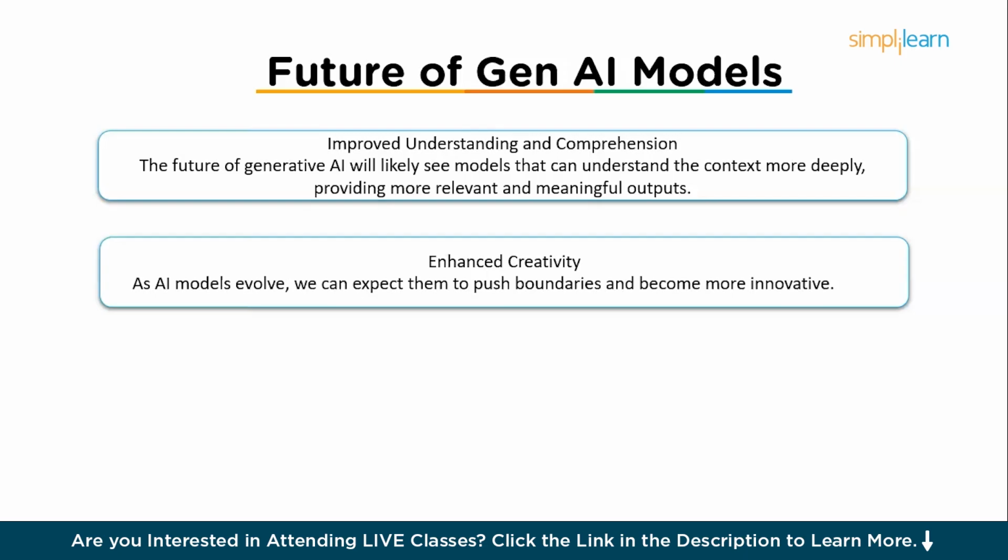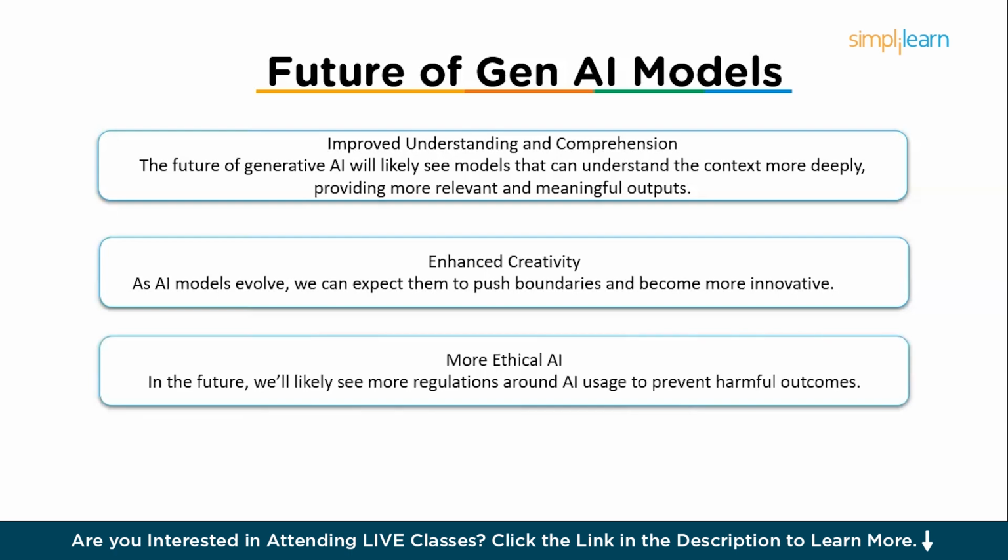Now, moving on, we have more ethical AI. In the future, we will likely see more regulations around AI usage to prevent harmful outcomes. AI companies are already working on improving transparency, reducing bias, and making their models more ethical and responsible.